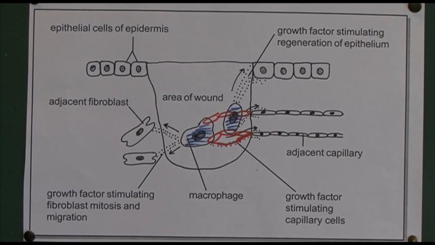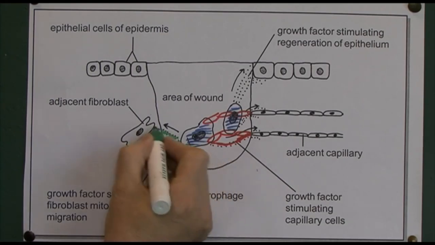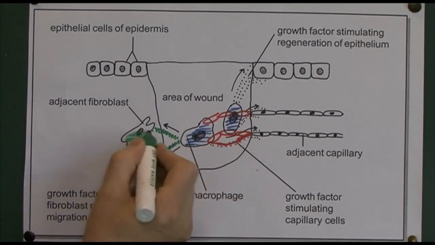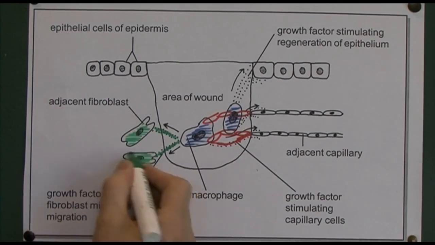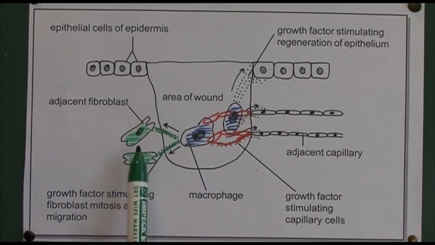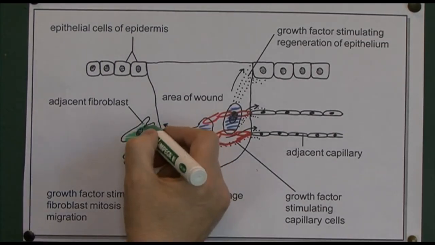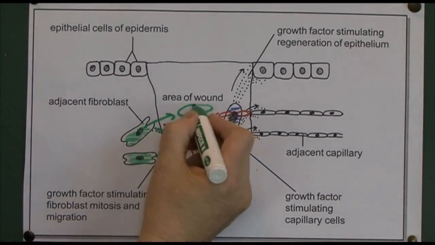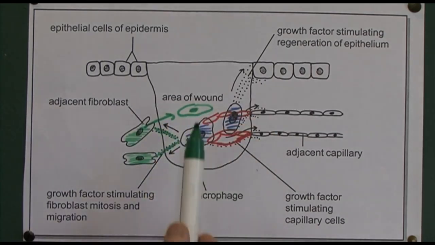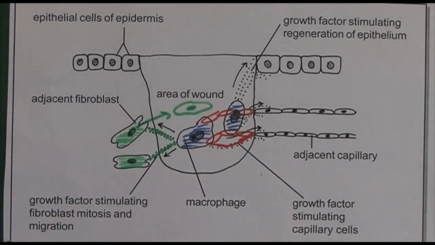And here we see growth factors also from the macrophages migrating towards these adjacent fibroblasts. The growth factors from the macrophages are going to stimulate mitosis in the adjacent fibroblasts and stimulate the fibroblasts to migrate into the wound, into the granulation tissue, which is essential because the fibroblasts will produce the collagen and the ground substance, which is essential.